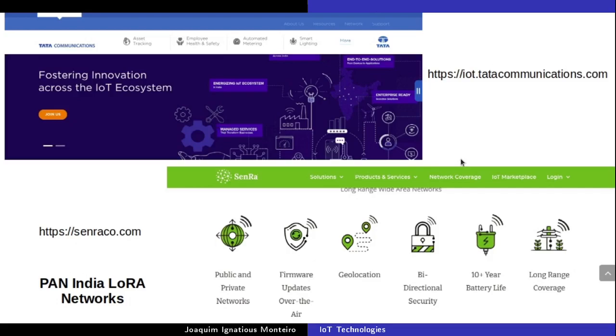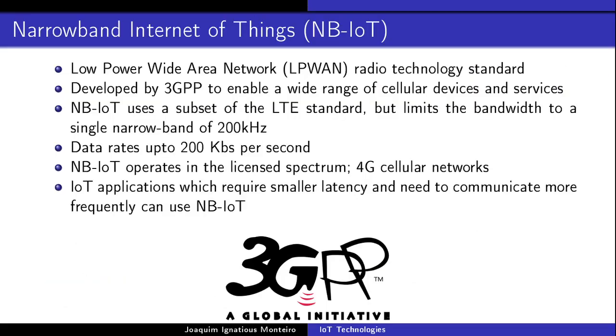So that is not just a technology in the book, rather it is being rolled out in a commercial way also. It is much more cost effective than licensed spectrum, because you needn't pay spectrum charges; it is an unlicensed spectrum, 867 megahertz. So that is LoRa. Then the narrowband Internet of Things.